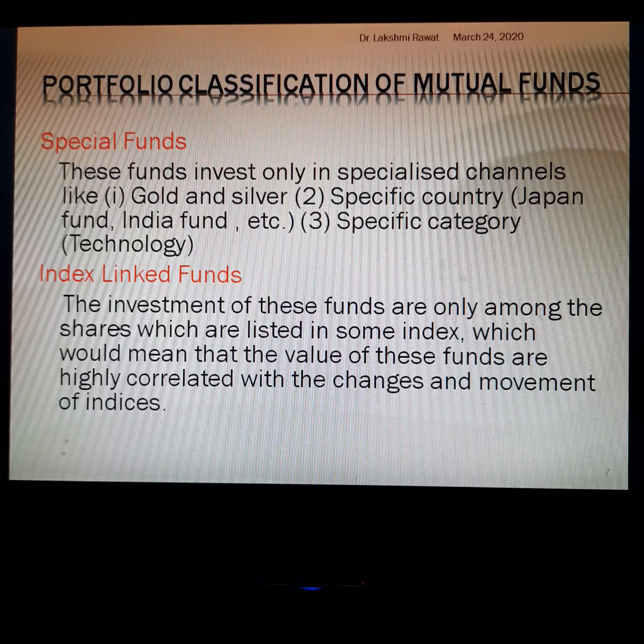The investments of these funds are only among the shares which are listed in some index. That would naturally mean that the value of these funds is then highly correlated with the movement or the changes of the indices. So these funds may move up as the index moves up and move down as the index moves down.